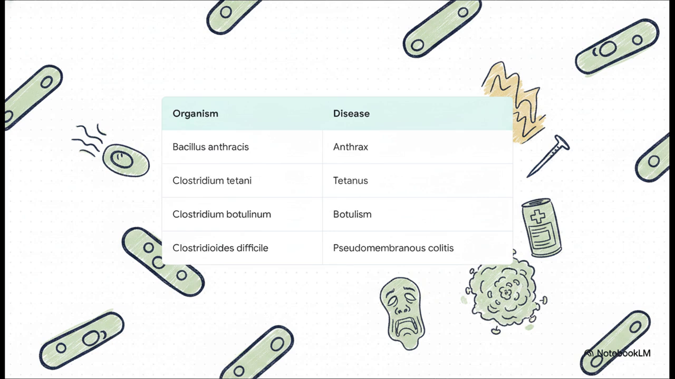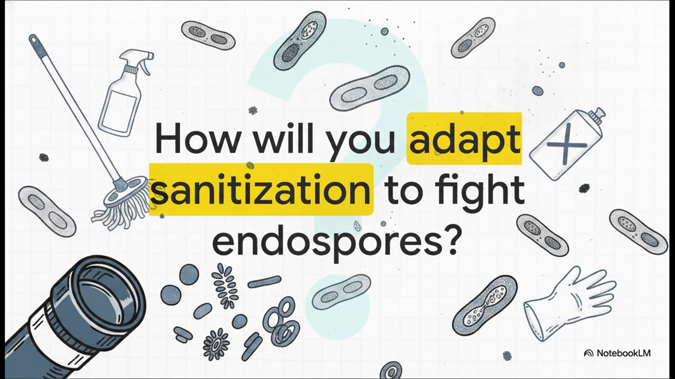You've got Bacillus anthracis, which causes anthrax, Clostridium tetani, causing tetanus, Clostridium botulinum, causing botulism, and Clostridioides difficile, which causes pseudomembranous colitis, infamous in healthcare settings as the highly contagious C. diff. The terrifying reality is that these endospores can literally survive for decades in dry hospital dust, completely unfazed by standard cleaning.